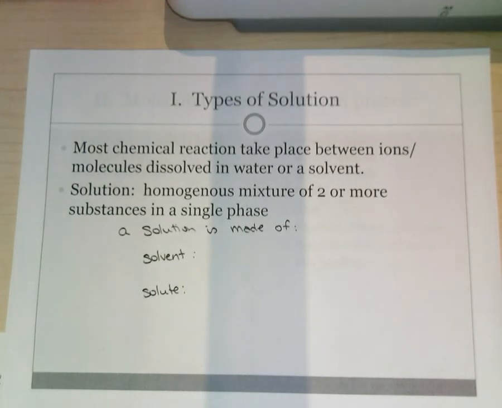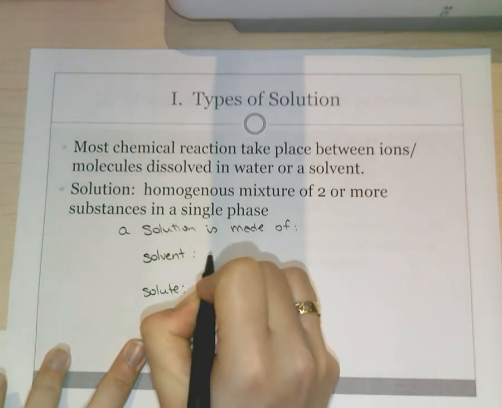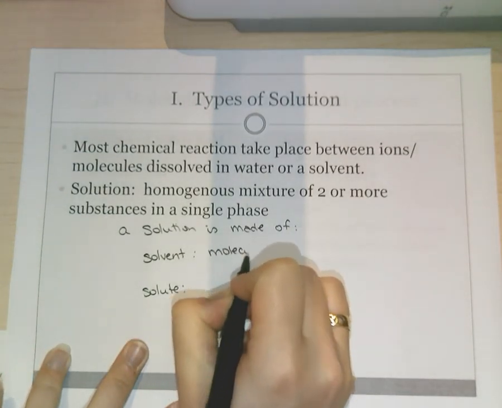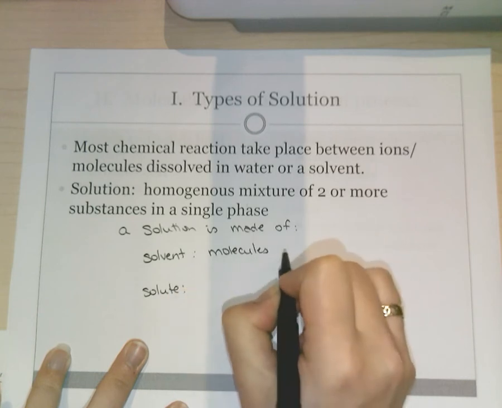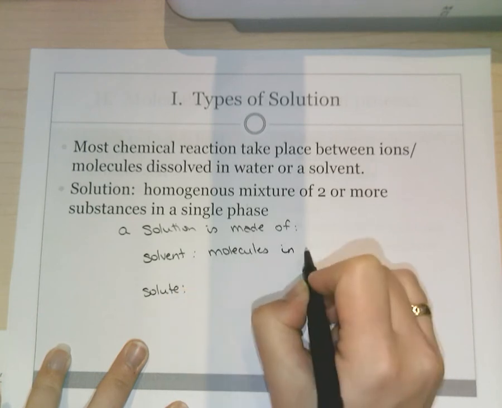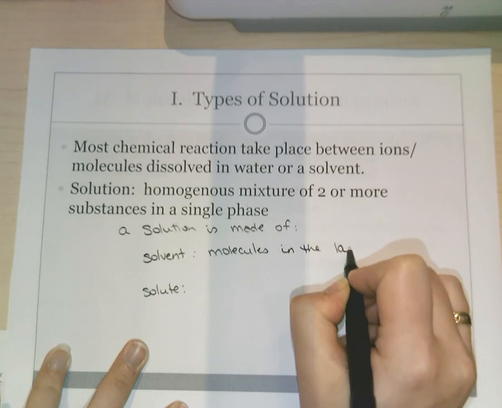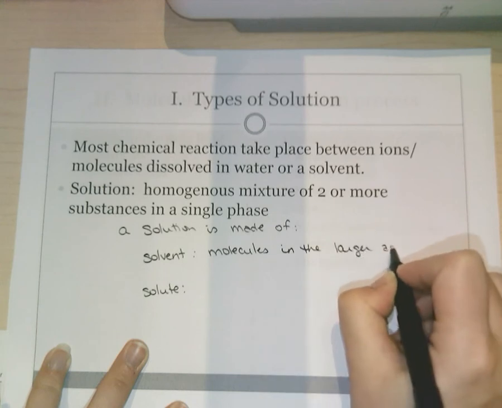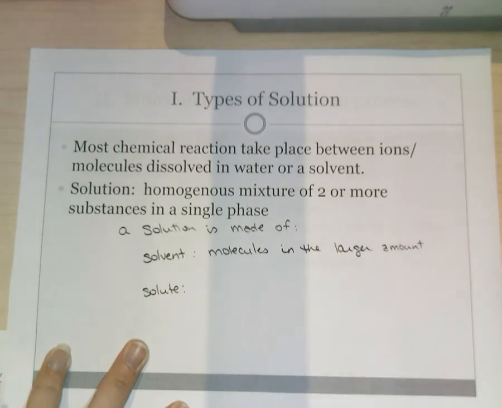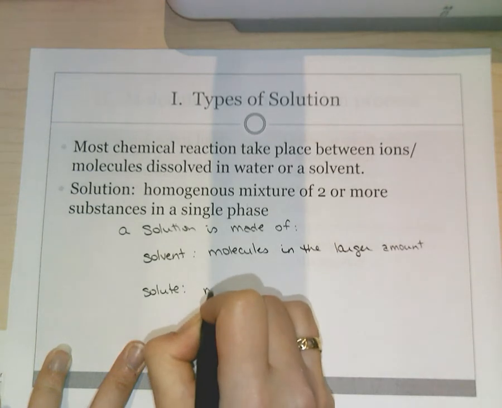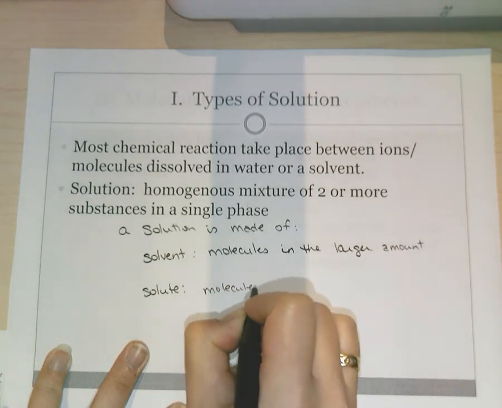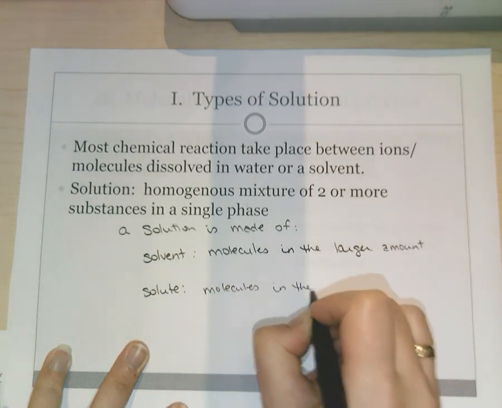So then the solution is made up of 2 parts. We have the solvent and the solute, where the solvent is the molecules in the larger amount, and the solute are going to be the molecules in the smaller amount.